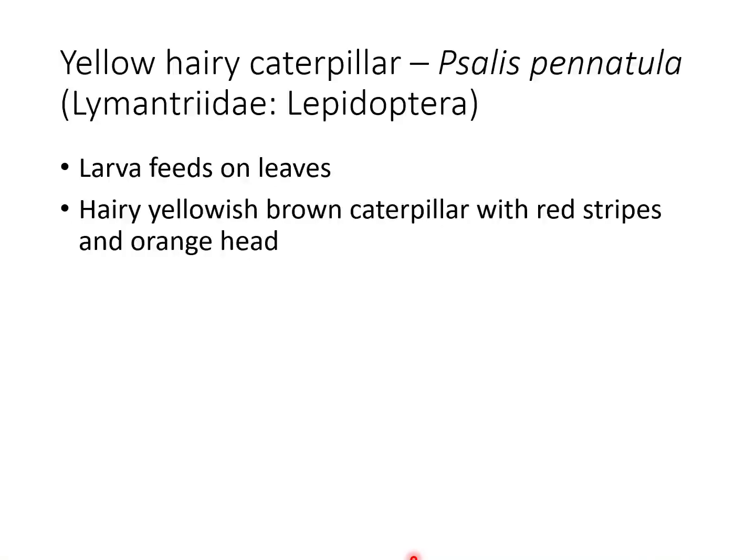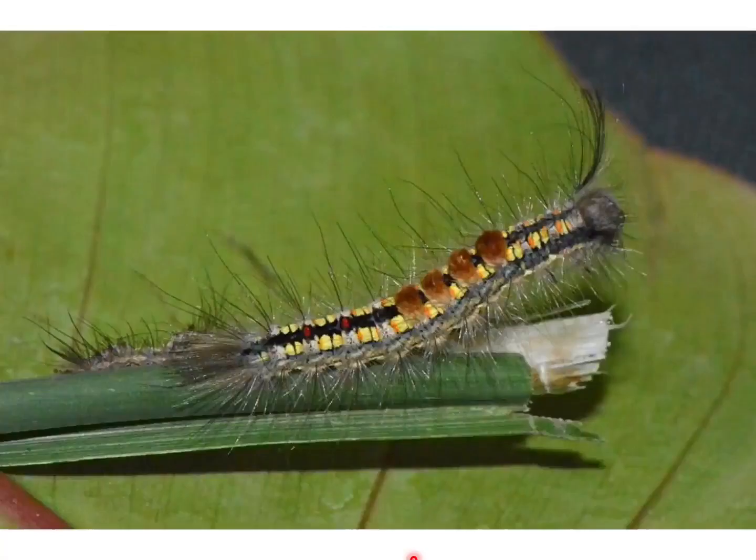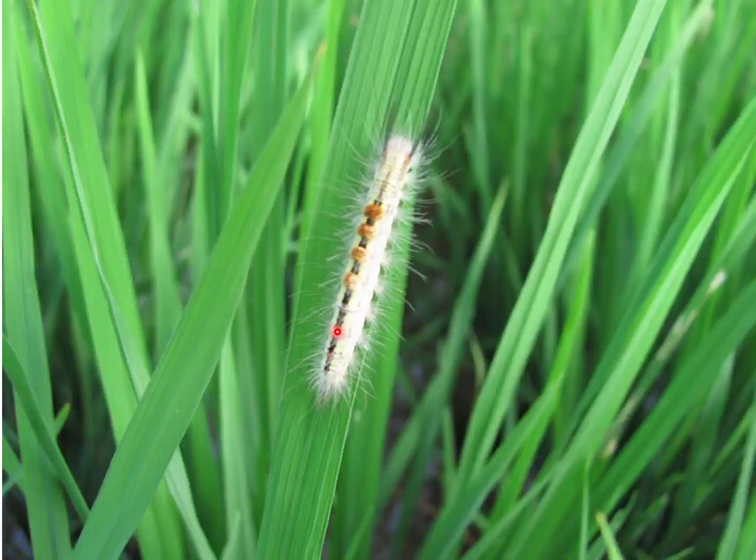The next one is another minor pest, a lepidopteran minor pest, that is yellow hairy caterpillar Psalis pennatula, belonging to the family Lymantriidae, and similar to the earlier pest, Melanitis leda, it also feeds on the leaf. The caterpillar is hairy in nature, and you can see a yellowish brown colored larva with reddish spots over the larval surface. So that's a typical feature.